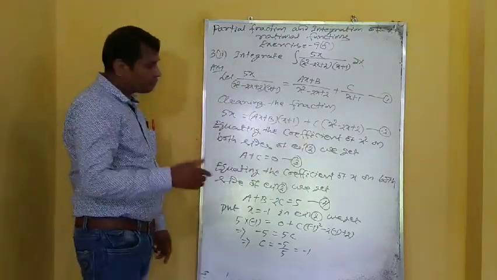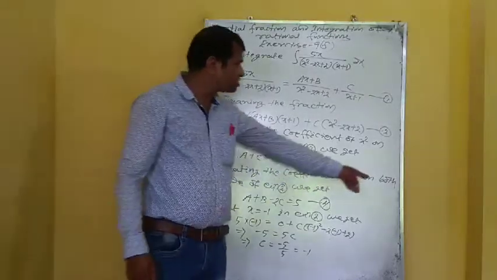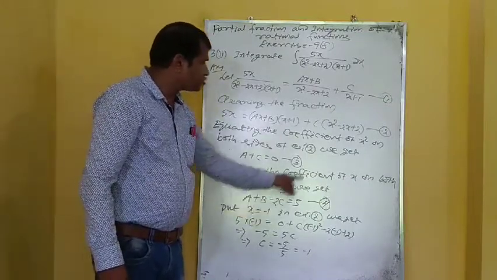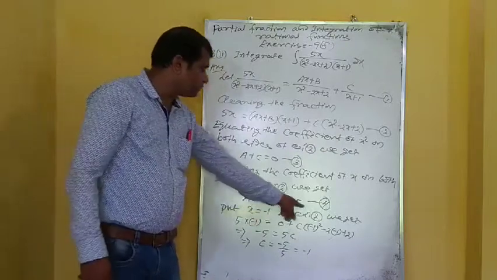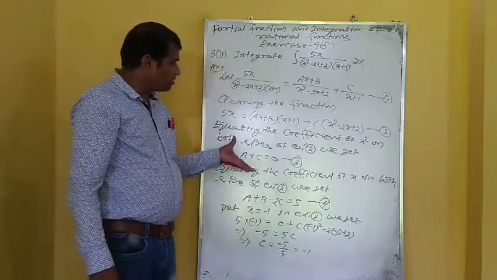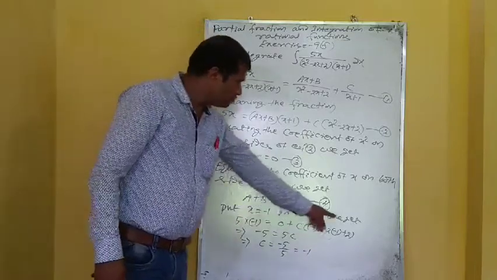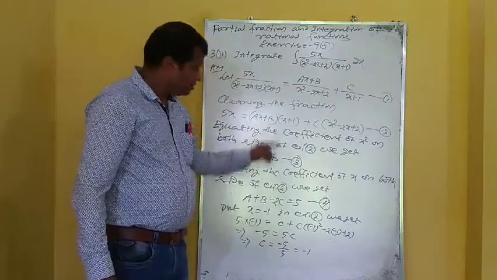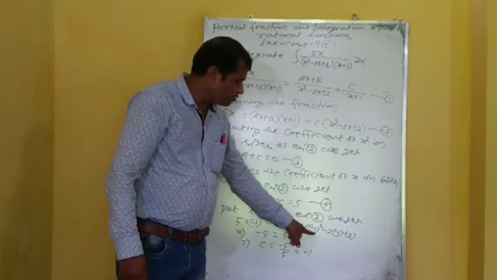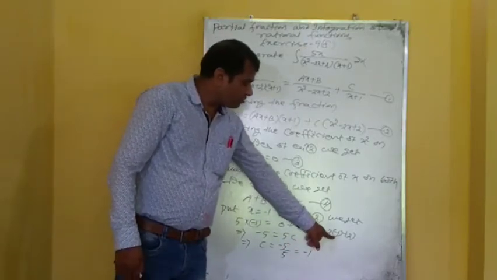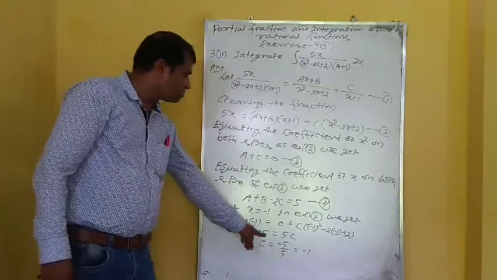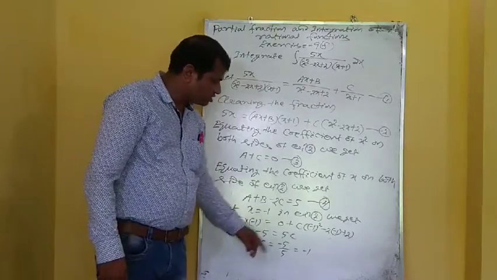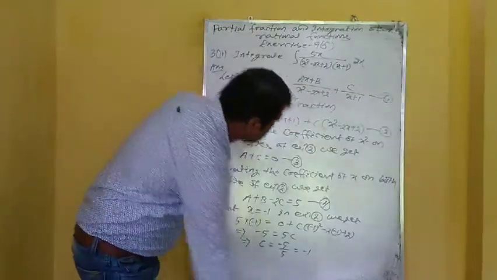Now equating the coefficient of x on both sides of equation 2, we get a + b − 2c = 5. Equation 4. Put x = −1 in equation 2. We get 5 into −1, and the first term on the right becomes 0. Also we get 0 + c times ((−1)² − 2(−1) + 2). That means −5 = 5c, so c = −5/5, that is c = −1.